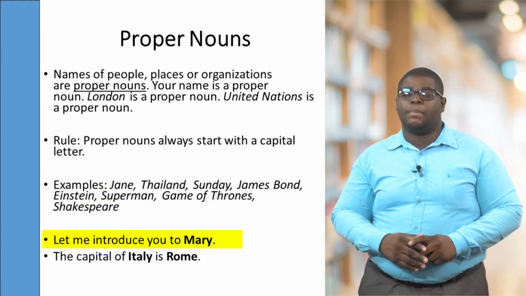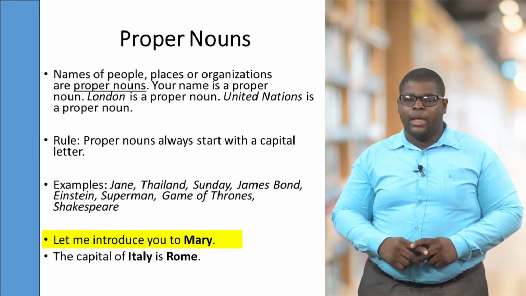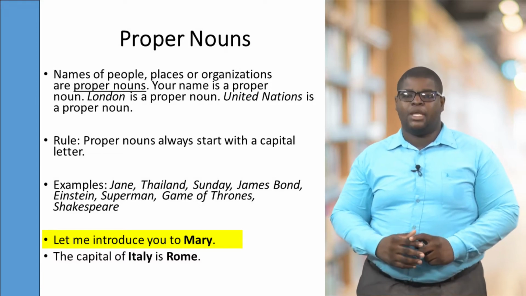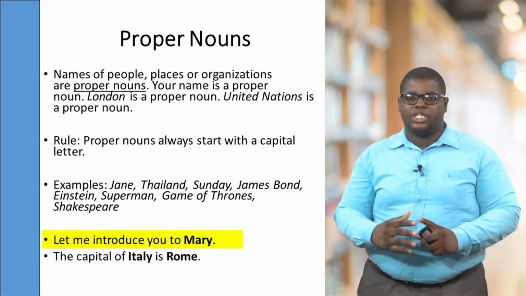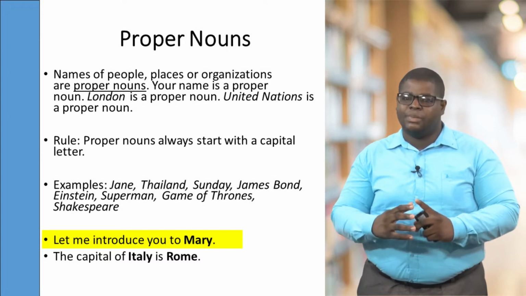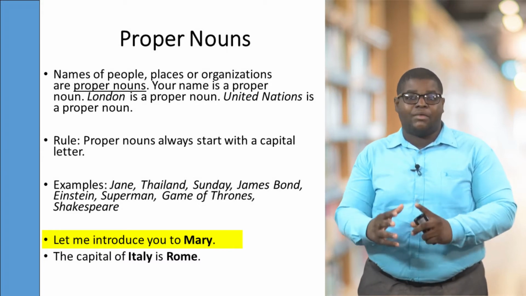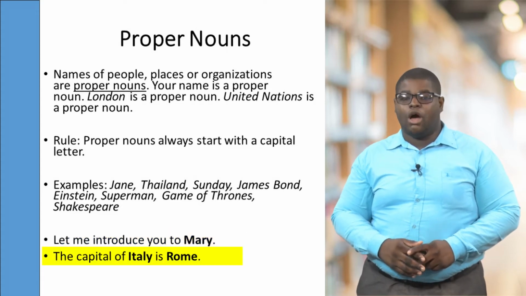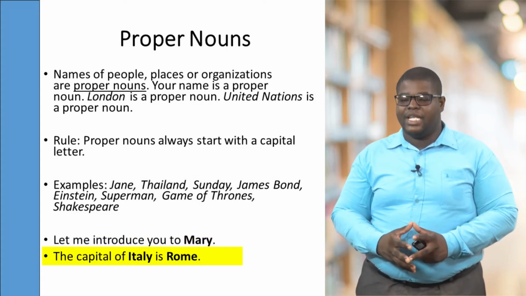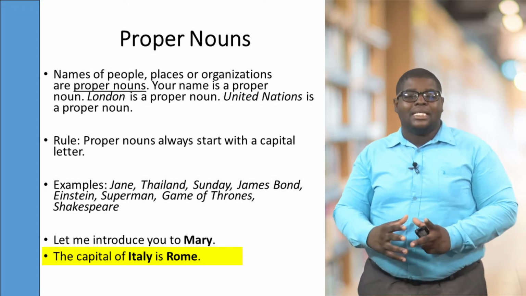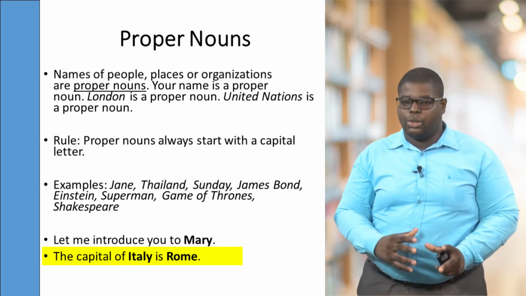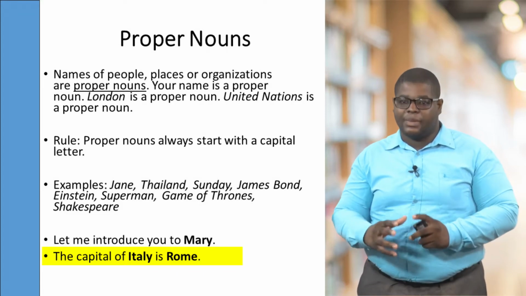Let me introduce you to Mary. Look at that sentence there. Who does he want to introduce you to? Mary. He doesn't say, let me introduce you to this girl. He uses the word Mary. Now, Mary is very specific, so this is the direct person that he wants to introduce you to. The capital of Italy is Rome. He didn't say the capital of a country, but the capital of Italy. Notice how those two words are very specific.